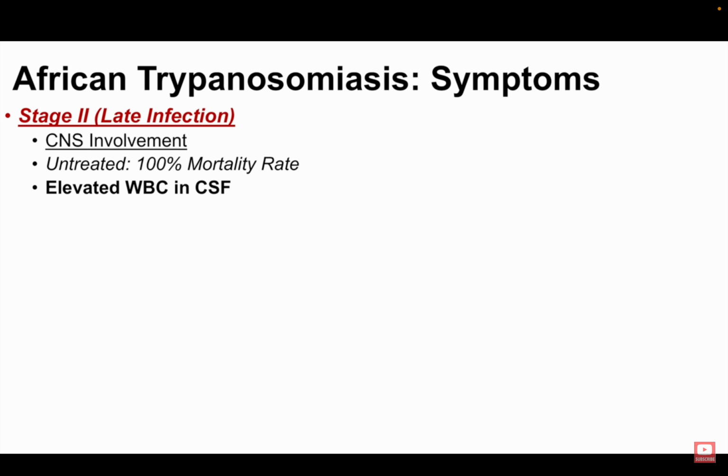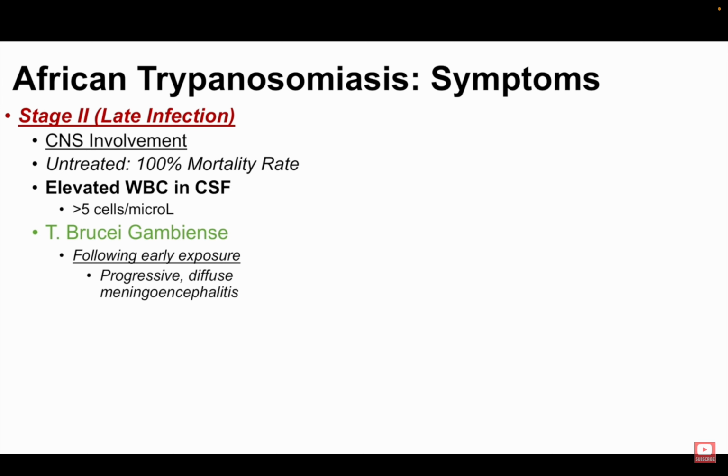The involvement of the CNS can be determined if there is an elevated white blood cell count within the cerebrospinal fluid, and it usually is at least 5 white blood cells per microliter. With an infection of Trypanosoma brucei gambiense, stage 2 infection, during an earlier exposure, it can lead to progressive diffuse meningoencephalitis. It can lead to meningeal inflammatory infiltrates, and it can lead to widespread focal white matter demyelination.